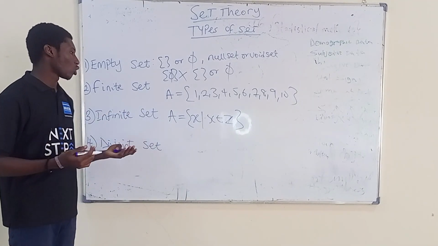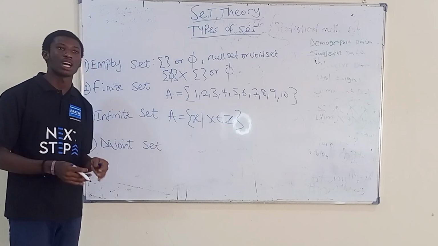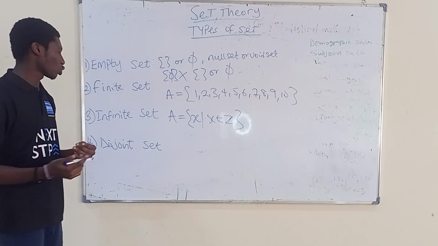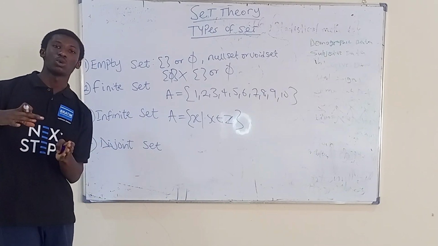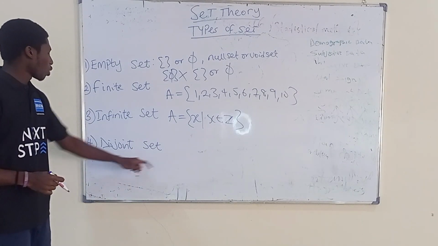We say a set of multiples of 9. That set will also be regarded as an infinite set, because why? Multiples of 9 has no definite end.